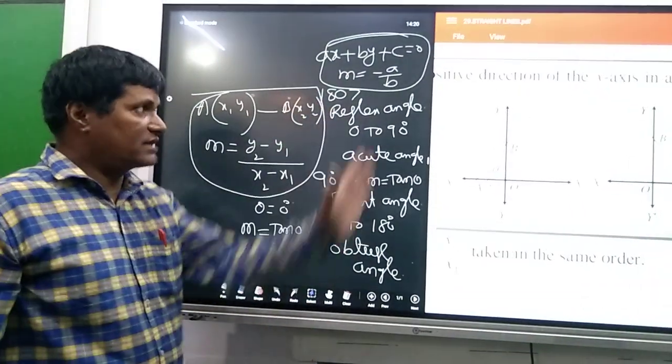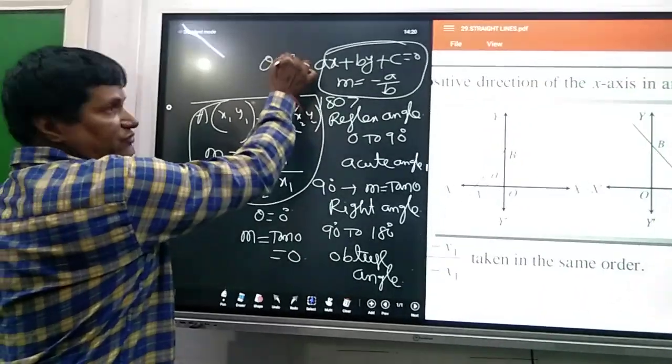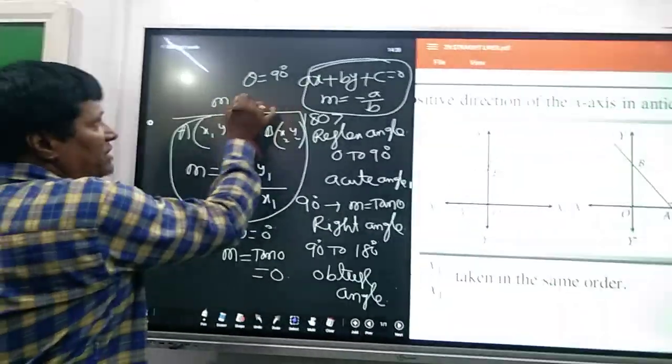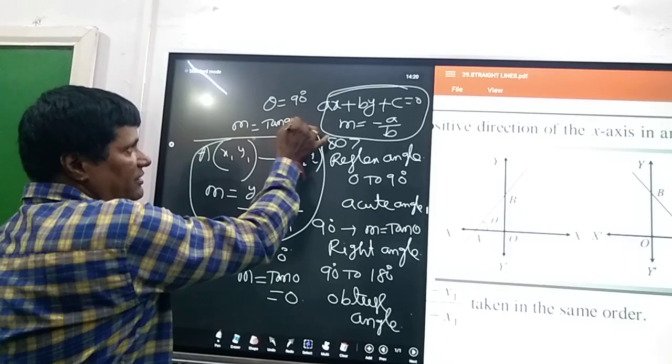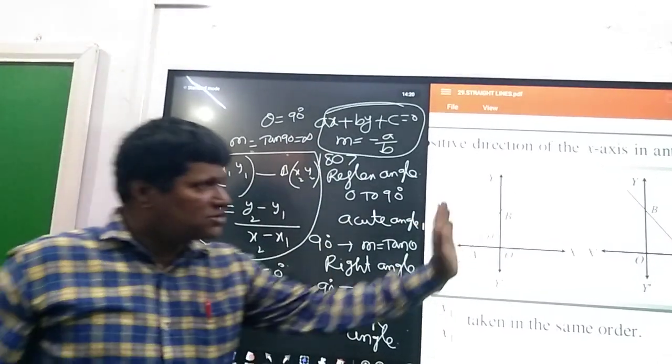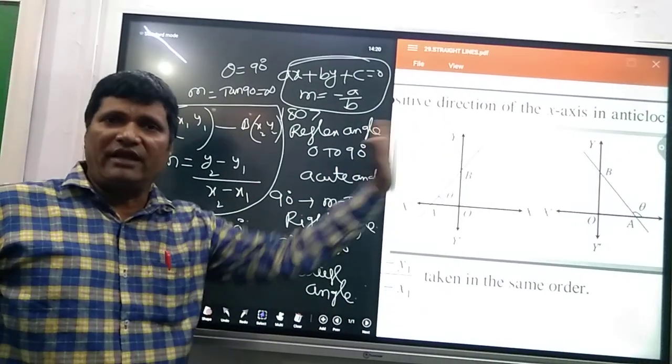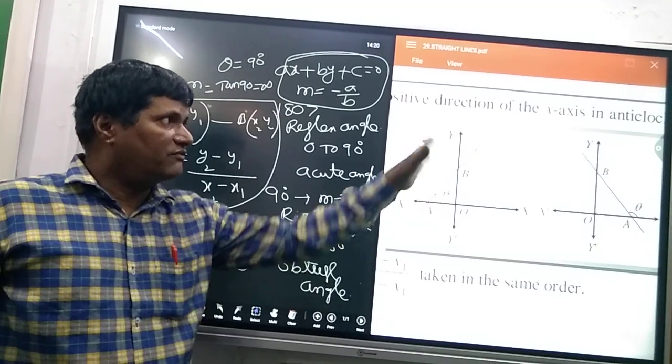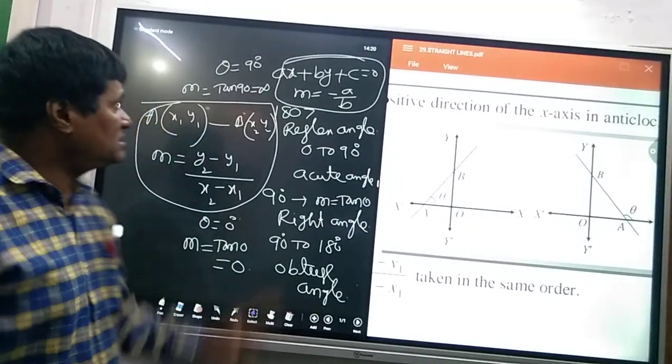If you go for the y-axis, theta is 90 degrees. That is m is equal to tan 90. Tan 90 is infinity. Always the x-axis slope is 0, and the y-axis slope is infinity, since theta is 90 degrees. So by default, the x and y axes are perpendicular. So this is very important.